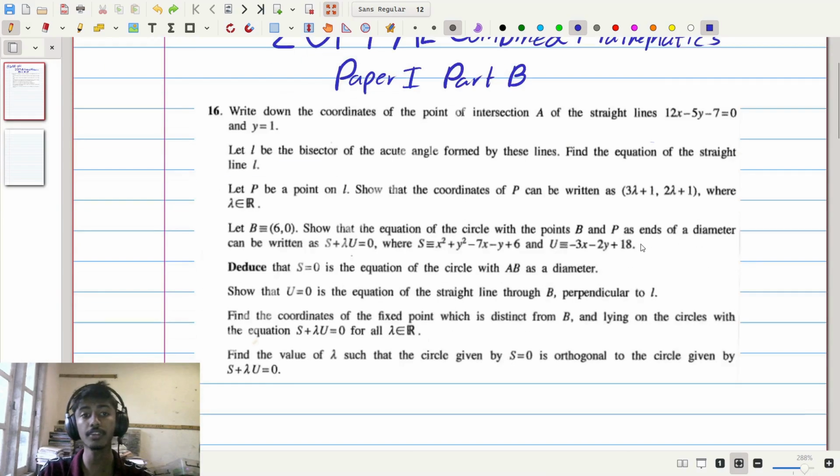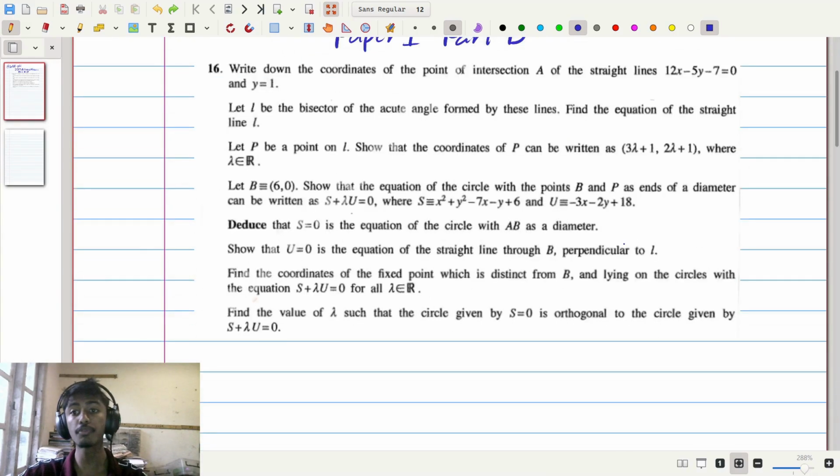Now moving on to the question, since this question is long, I'll do the first half of the question first, and after that, I'll read the second half of the question. The first half starts with: write down the coordinates of the point of intersection A of the straight lines 12x minus 5y minus 7 equals 0 and y equals 1.